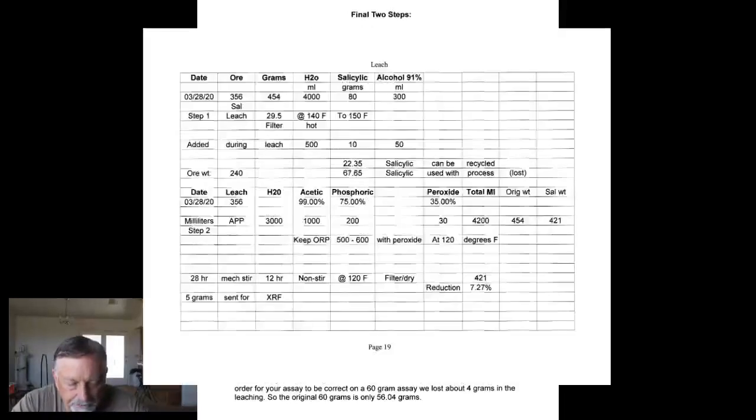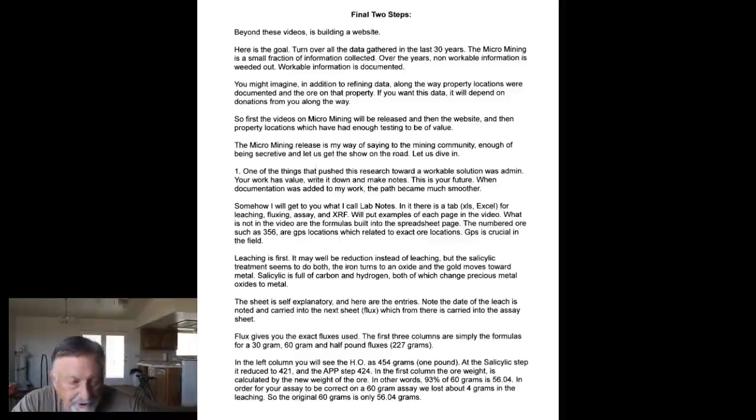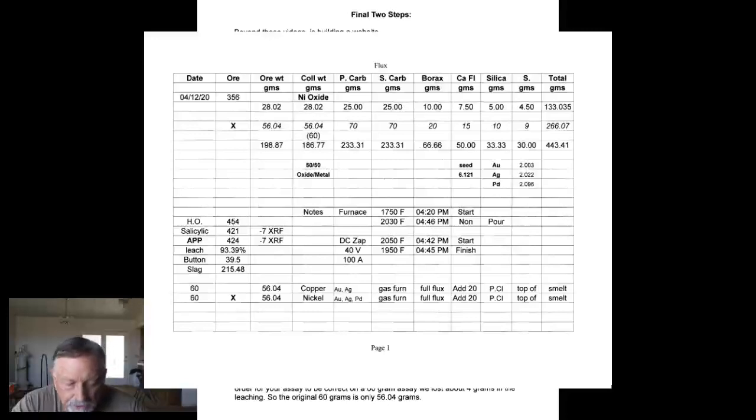The sheet is self-explanatory, and here are the entries. Note the date of the leach is shown and carried into the next sheet, which is the flux sheet, which from there is carried into the assay sheet. Flux gives you the exact fluxes used, the flux sheet. The first three columns are simply the formulas for a 30 gram, 60 gram, and half pound flux. Half pound is 227 grams.